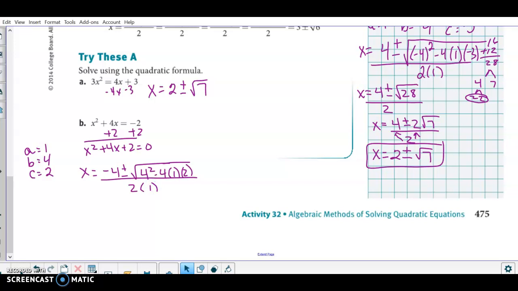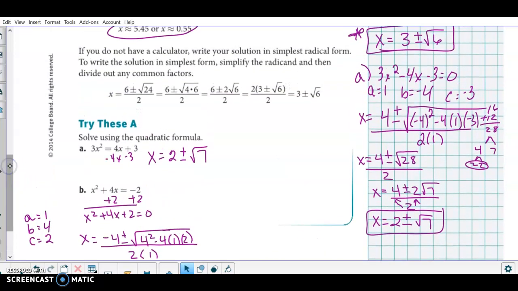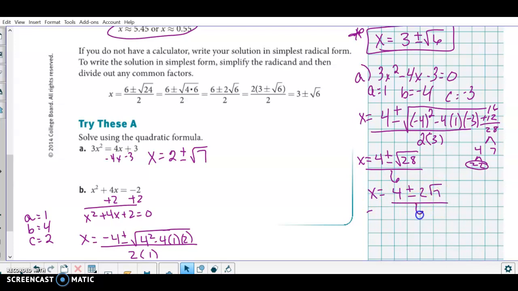Oh, hold on. Let me go back to letter A. My A was not 1. My A was 3. That actually changes some stuff here. Let me go back and fix this. I apologize. If A is 3, then this is a 6. 4 plus or minus 2 on the square root of 7 over 6. And now we're just going to simplify it then. I apologize. I totally messed up.